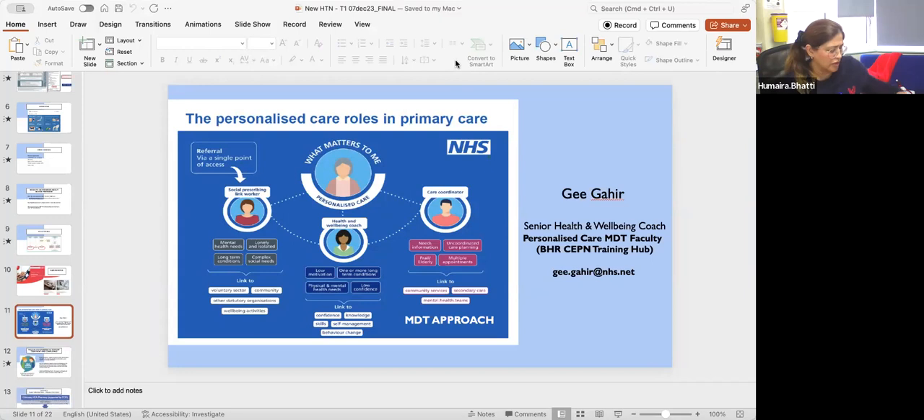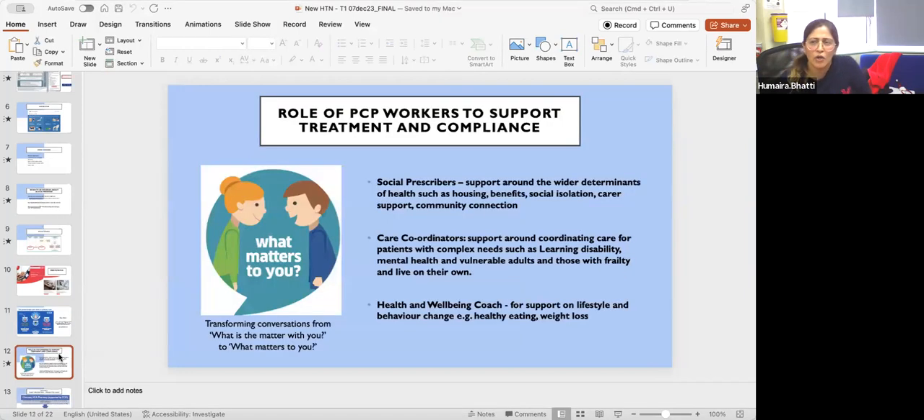I could go on from my perspective, but I think I'll hand you swiftly over to Jean, who will introduce all the work done in terms of the real personalized care that is being provided. As you can see, the social prescribers cover a lot of wider determinants of health, which includes a lot of housing issues, benefits. They look after people if they are having a bit of social isolation, carer support.